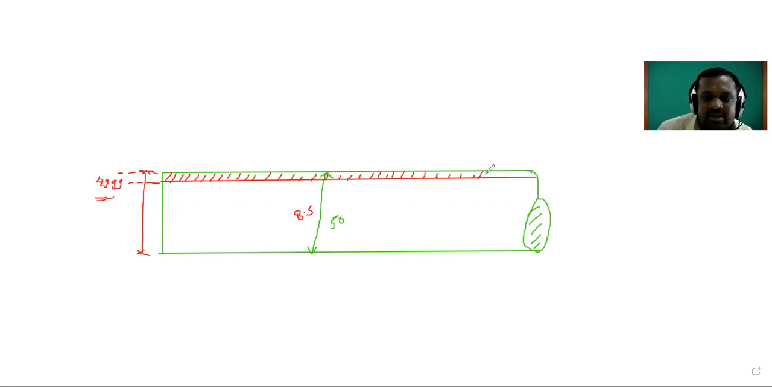Yes, it is called the shaft basis system. Here we have fixed the size of the shaft. Yes, understood? Yes. So right now we have to achieve the different fits. Then how to achieve the different fits? First we have to achieve the clearance fit here. Then how to achieve the clearance fit?